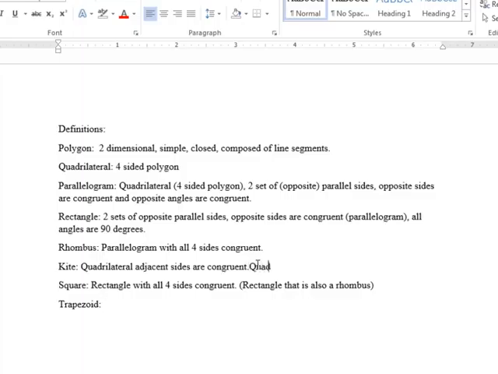Quadrilateral. Whoops, this thing is really touchy. Trapezoid. It is a quadrilateral with exactly one set of parallel sides. Are they congruent? No.